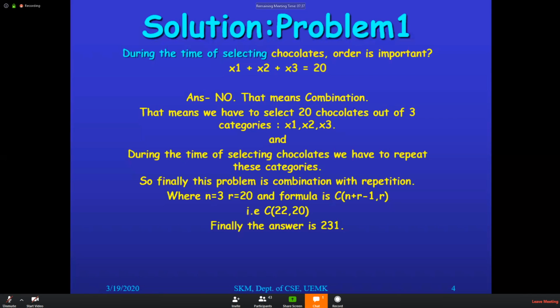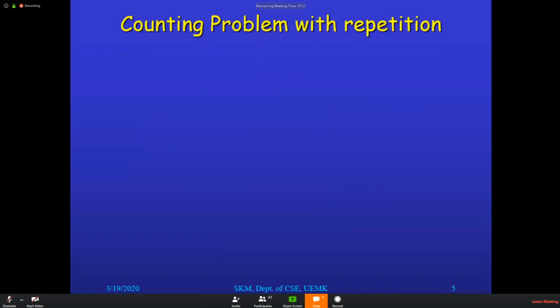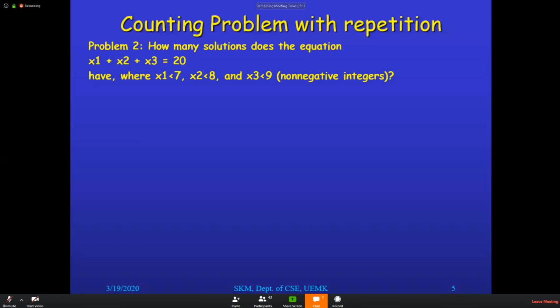So first we have identified whether it is a combination or permutation, and then whether repetition is there, and then accordingly we have solved. I'm running out of time, 10 more minutes are there from Zoom, so I must quickly wrap up these things. Now the same problem, but with a different approach. How many solutions does the equation have? But this portion is extra, where we have some conditions: x1 less than 7, x2 less than 8, and x3 less than 9.